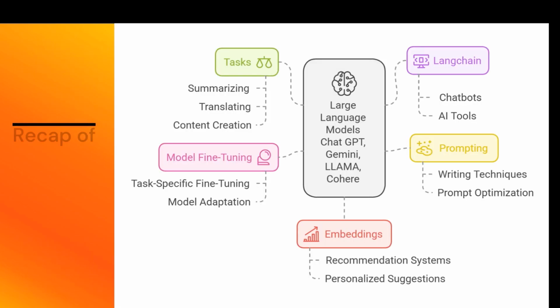Step 3 is all about large language models, the real game changers in generative AI. These models like GPT, Gemini, or Llama can handle tasks like summarizing, translating, and creating content. With LangChain and Node.js, you'll see how easy it is to plug these models into apps like chatbots or AI tools. You'll also learn to write better prompts, fine-tune models for specific tasks, and explore smart features like embeddings for recommendations. This step gets you hands-on with AI magic.